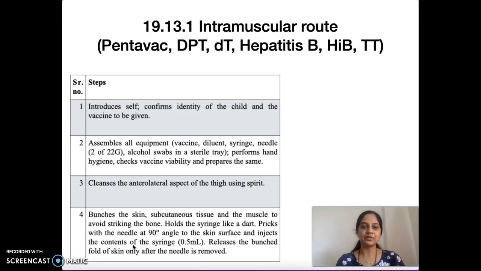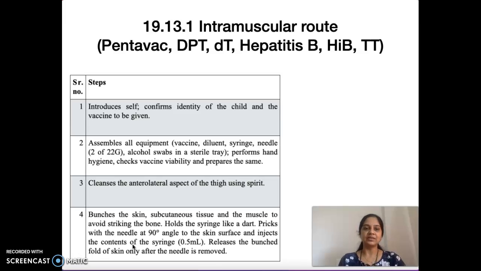Coming to the intramuscular route, here the learner has to follow the following steps when he injects the vaccine into the intramuscular plane. The intramuscular route of administration is used for the following vaccines that include pentavalent vaccine, that is diphtheria, pertussis, tetanus, hepatitis B and Haemophilus influenzae. And also tetanus toxoid alone, meningococcal, pneumococcal and etc.